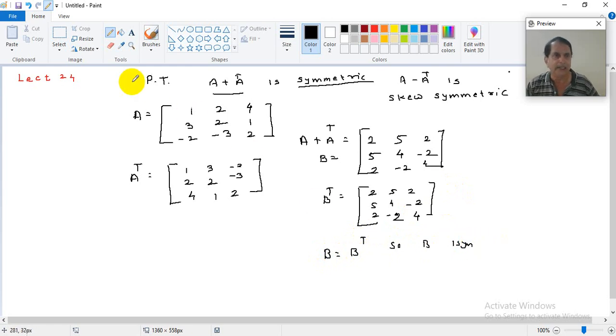B is a symmetric matrix. What do you mean by symmetric? The original matrix and its transpose are the same. B is symmetric.